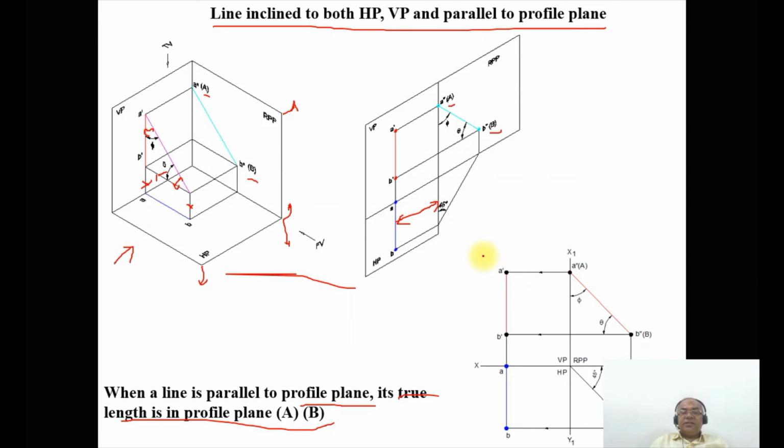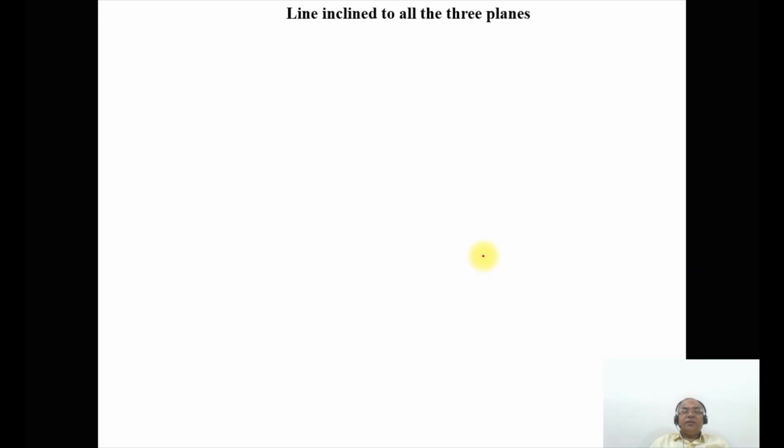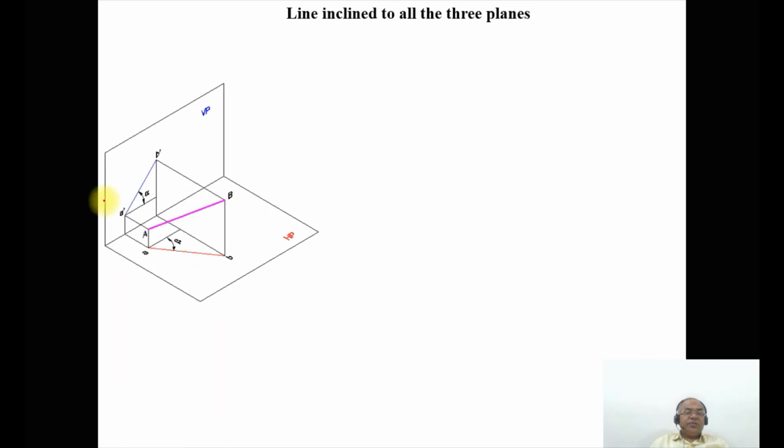But similarly, consider the last case, where the line is inclined to all three planes. You can see here the line in space, and the line is inclined, as you can see when you look from the top view. The two endpoints of the line are not equidistant from the vertical plane; it is inclined to VP. So you can see that the images a and b are not equidistant from the vertical plane. Now the line is inclined to VP.